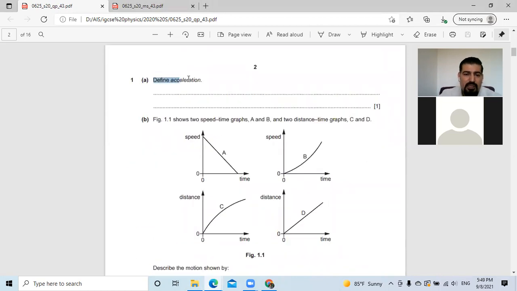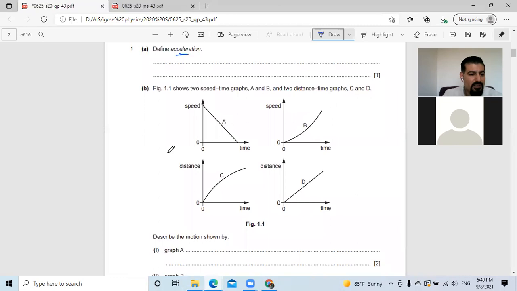First question, define what acceleration is. We said before: the rate of change of velocity. The rate of changing velocity, that's the definition of what? Of acceleration.